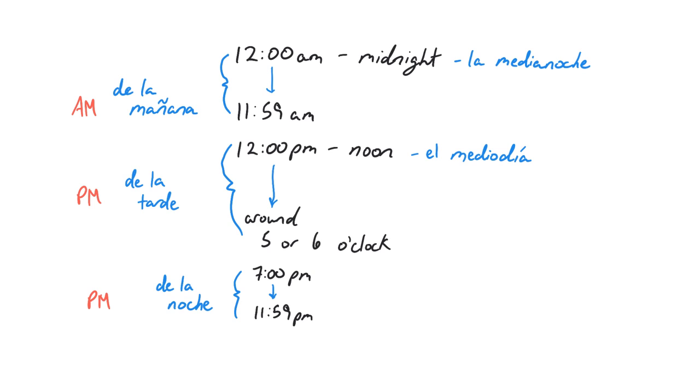From 12 p.m. to roughly around 5 or 6, it's the afternoon, de la tarde. If it's 12 p.m., we might also say that it is noon, el mediodía. And then for evening and nighttime, starts roughly around 6 or 7. There's no exact time for that. But for evening and nighttime, de la noche is your phrase, de la noche.